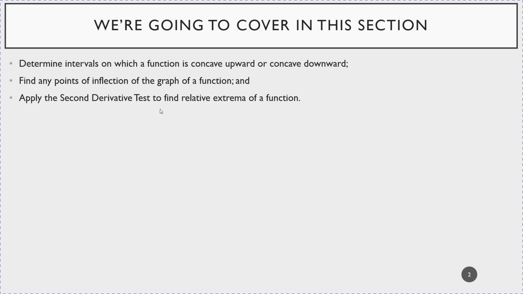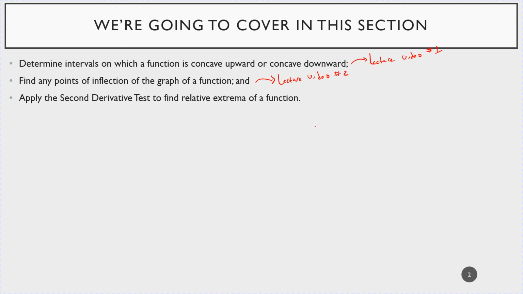The first thing we're going to do is talk about how you determine intervals on which a function is what we call concave upward or concave downward. I'll explain what that is. This is going to be lecture video number 1. Then we'll talk about how you find points of inflection of the graph of a function, and I'm going to break that up into lecture video number 2.